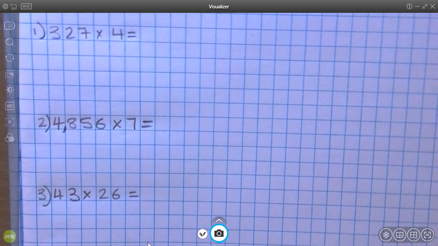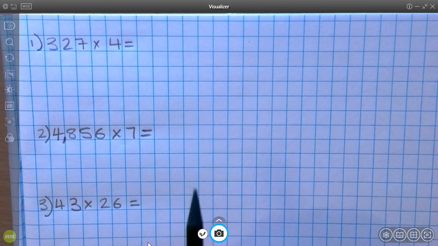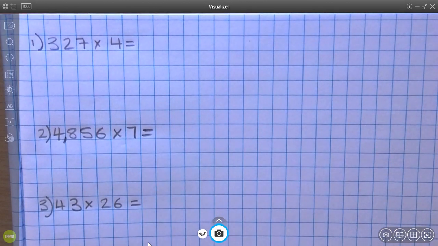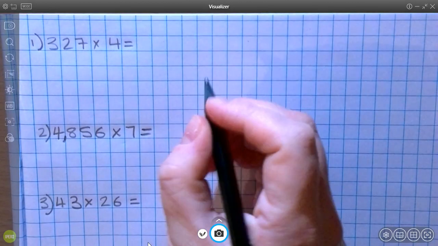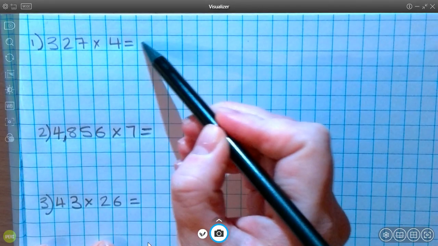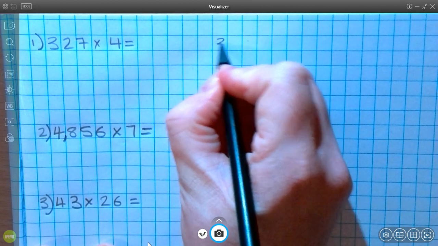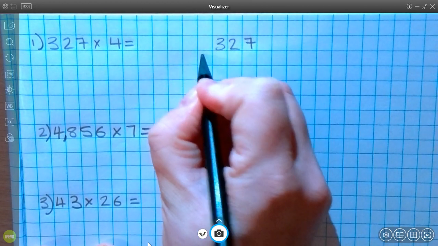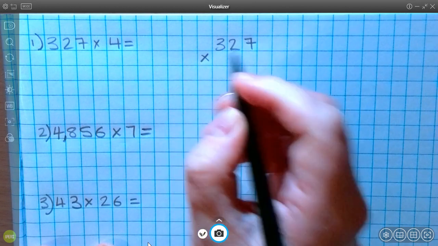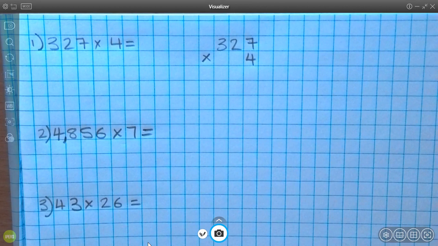So today on your Teams test you will have 10 questions, but you'll need to work them out in your book first, like I'm going to do now. And then you are going to have to input the answer onto the computer. So let's start with 327. I know this is how you're going to see the questions on the computer, but you need to put them into a column method. So I know I need to put 327 first, multiplied by 4. My 4 is a 1-digit number, so it's going to go into the units, or the ones column.